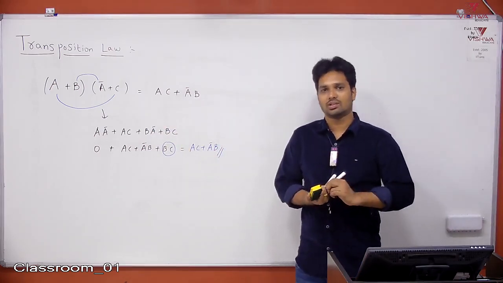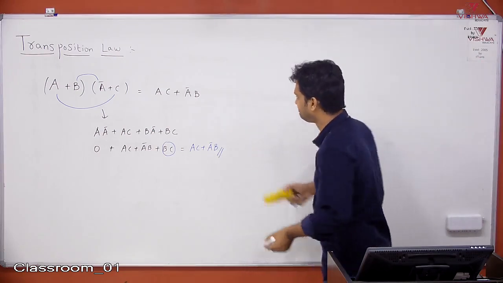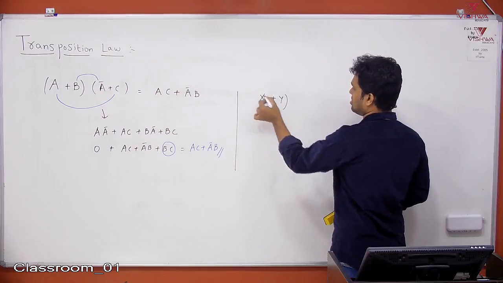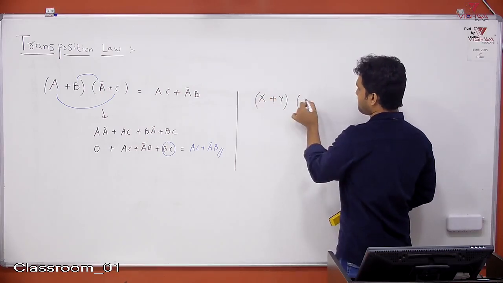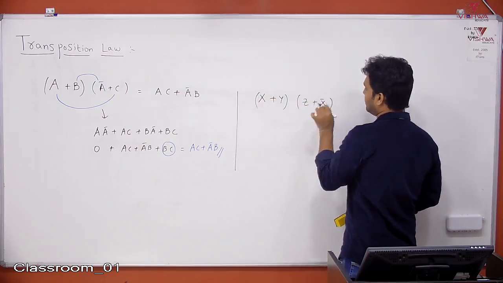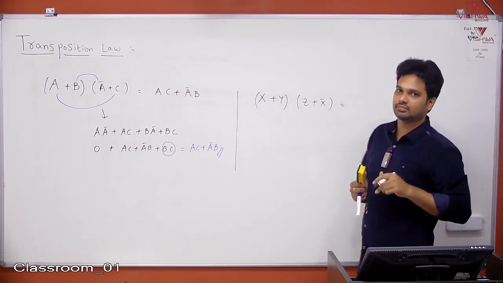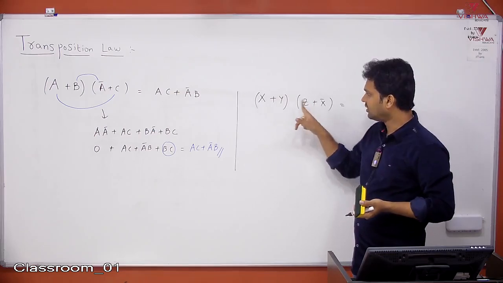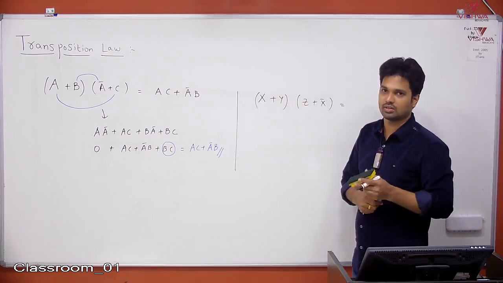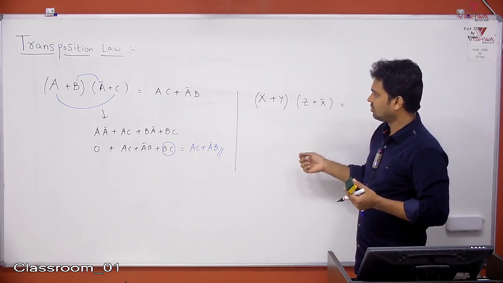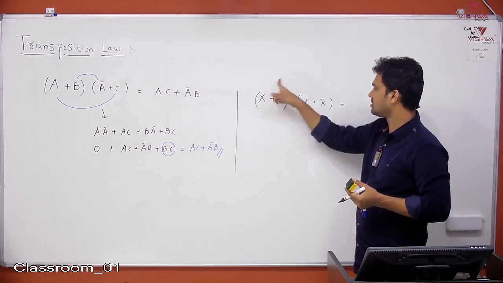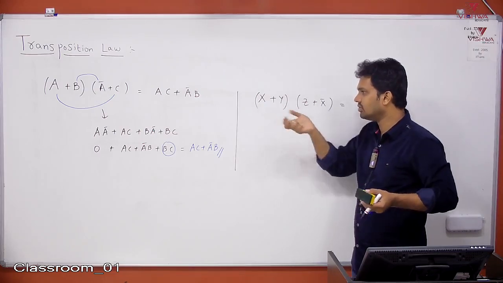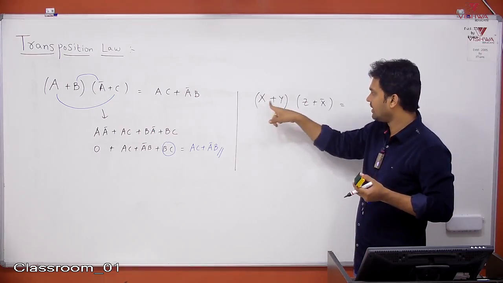Now I'll ask you one question. Tell me, what is the answer? I have a variable, its complement, okay, some product. What is the answer? Here also, can I take the middle two and first and last? Wrong, because examiner can interchange to confuse you. Never, don't multiply X and X bar.